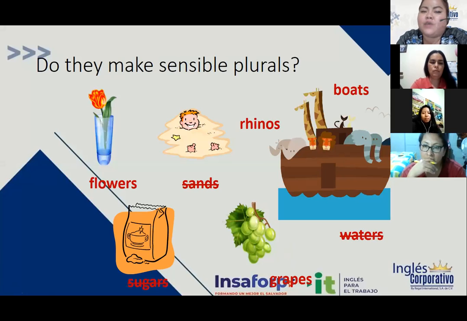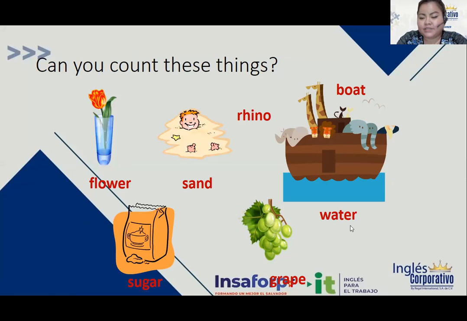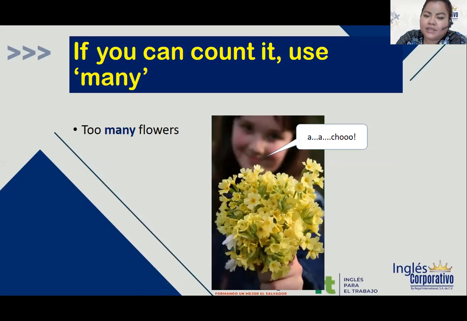Now, what we're going to do here, right? These are the things that we can count. Look at this, here, they are flower, sun, rhino, boat, water, grape, sugar, etc. We can say flowers, boats, rhinos, grapes, but we cannot say suns, waters, sugars. That is incorrect. Es incorrecto decir eso, okay? So we continue, pay attention. No escriban nada, después van a ir entendiendo. Solo pongan atención.